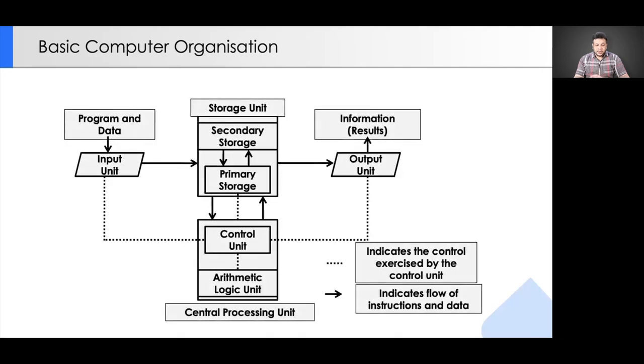Here we have an image of the organization of a basic computer. Here you can see the various units. Firstly, we have the input unit, then the output unit, then the CPU. Under the CPU, we have two specific components: the arithmetic logical unit and the control unit. Beyond that, we also require the storage unit, which consists of two memories: the primary storage and the secondary storage.